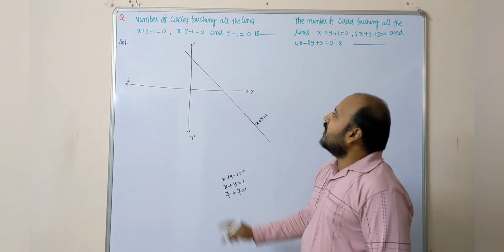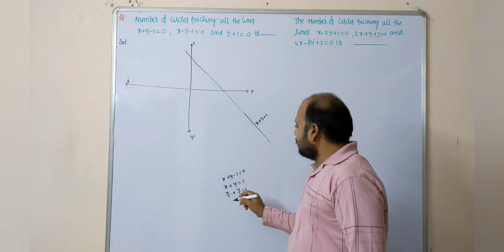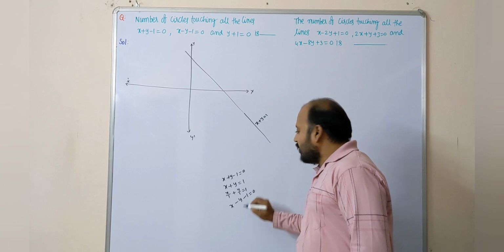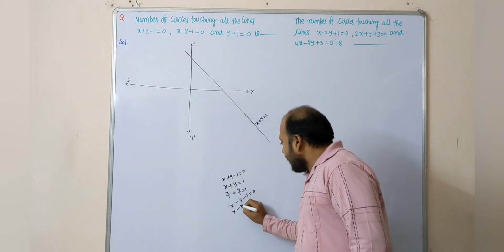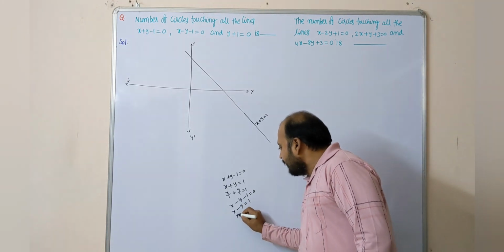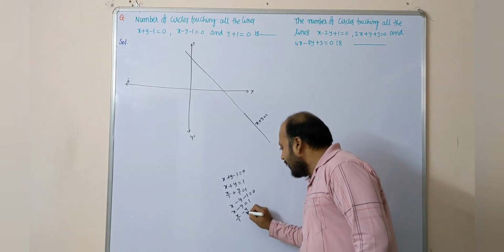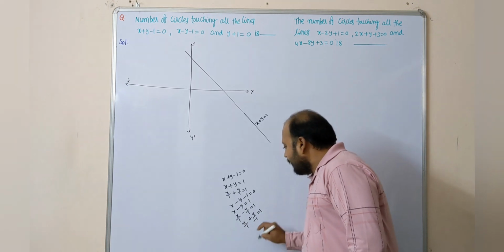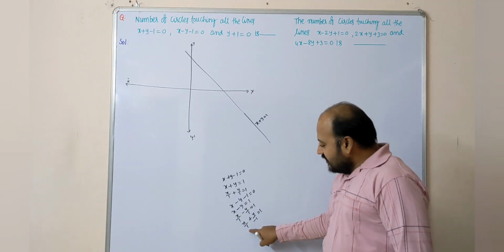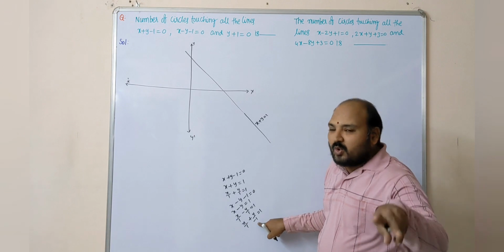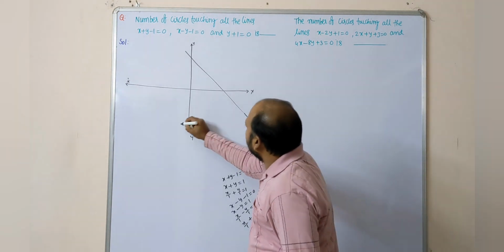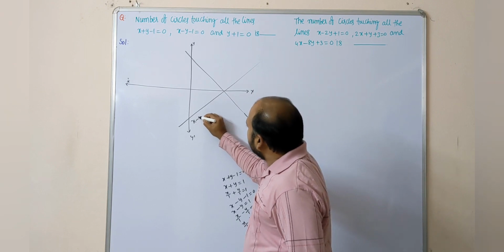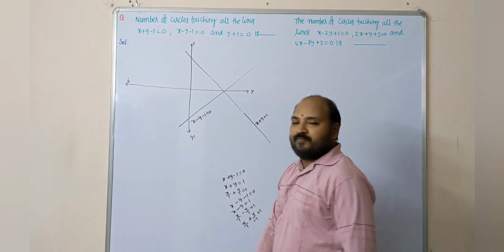Now come to the second line, x minus y minus 1 equal to 0, x minus y equal to 1, dividing by 1, x by 1 plus y by minus 1 equal to 1. The x intercept is positive, the y intercept is negative. So it is the fourth quadrant, and the line will be like this. So this is x minus y minus 1 equal to 0.